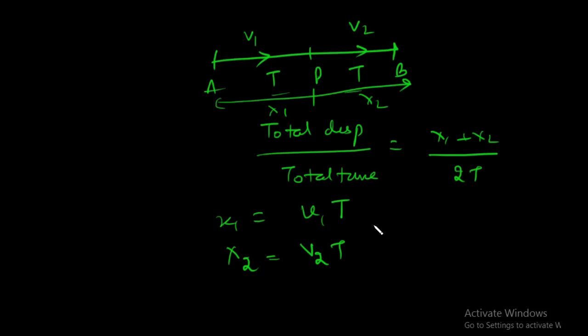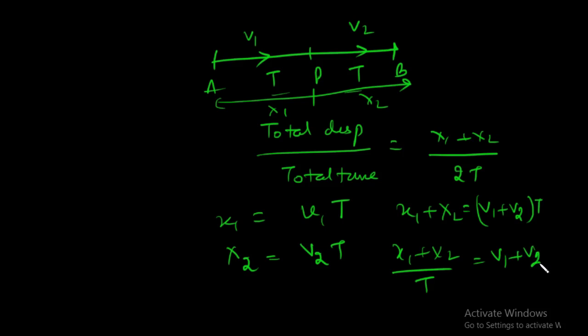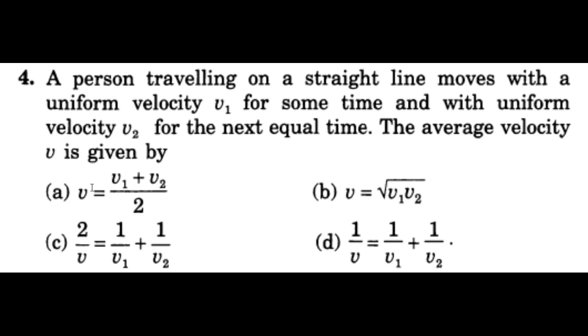So what is x1 plus x2? x1 plus x2 would be equal to (v1 plus v2) times t. So (x1 plus x2) by 2t would be equal to (v1 plus v2) divided by 2. This is the average velocity. (v1 plus v2) over 2 is the answer. So here option A is the answer, v equal to (v1 plus v2) by 2.